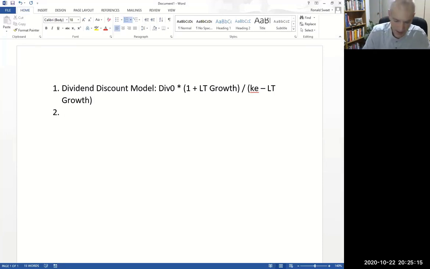The second model is what I called the capitalized earnings model. This one you have to explain. It's in the notes, and you can quote me on this, because everybody knows the dividend discount model. The other models we're going to talk about, people know those. No one's going to know what you mean by capitalized earnings model. That's my title.